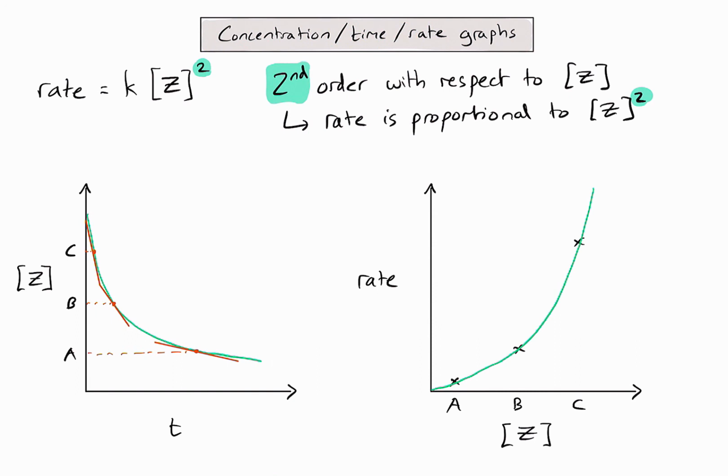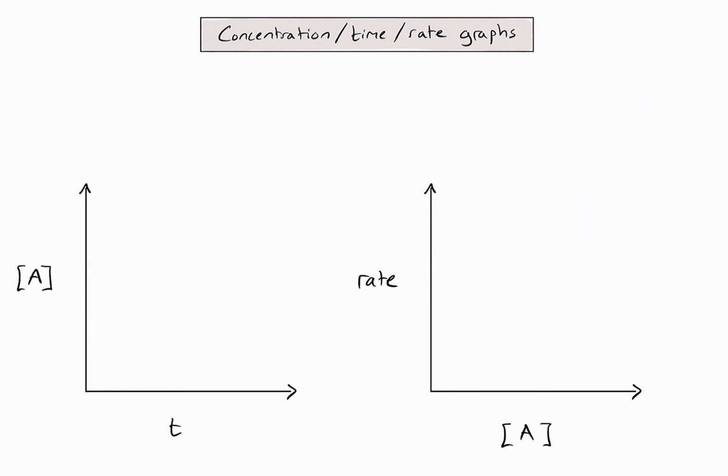Let's now try and summarize the key points from this video. So for a reactant that is zero order, the time concentration graph would show a straight line decreasing. And because the concentration of a zero order reactant does not affect the rate, we would see a flat straight line on the concentration rate graph.